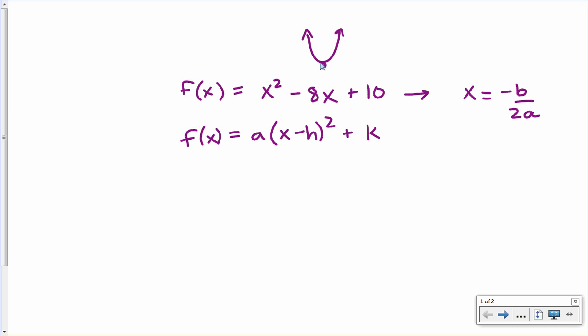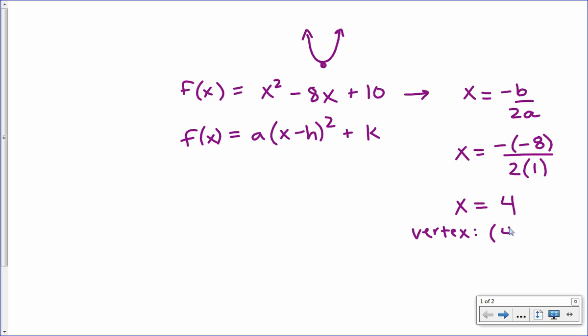So when we do x equals negative b over 2a, negative b here means that we have to make a negative 8. 2a is 2 multiplied by the a value of the original function there, which is 1. And so when I evaluate this, negative 8 is positive 8, divided by 2 is 4. That tells me that the x value of my vertex is 4. So now I know my vertex is located at 4, comma, something.